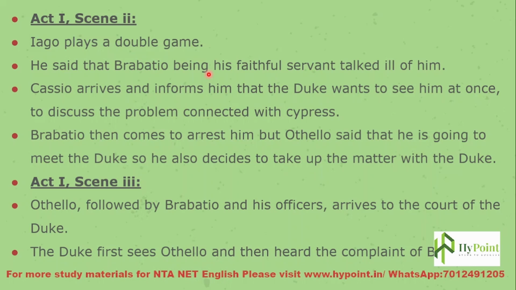Okay, so first he says that Brabantio is Desdemona's father. So Iago says to Othello that, see, Brabantio is a faithful servant, but he talks ill of him, and Cassio arrives and informs him that the Duke wants to see him at once to discuss the problems connected with Cyprus. And Brabantio then comes to arrest him, but Othello said that he is going to meet the Duke, so he also decided to take up the matter with the Duke.